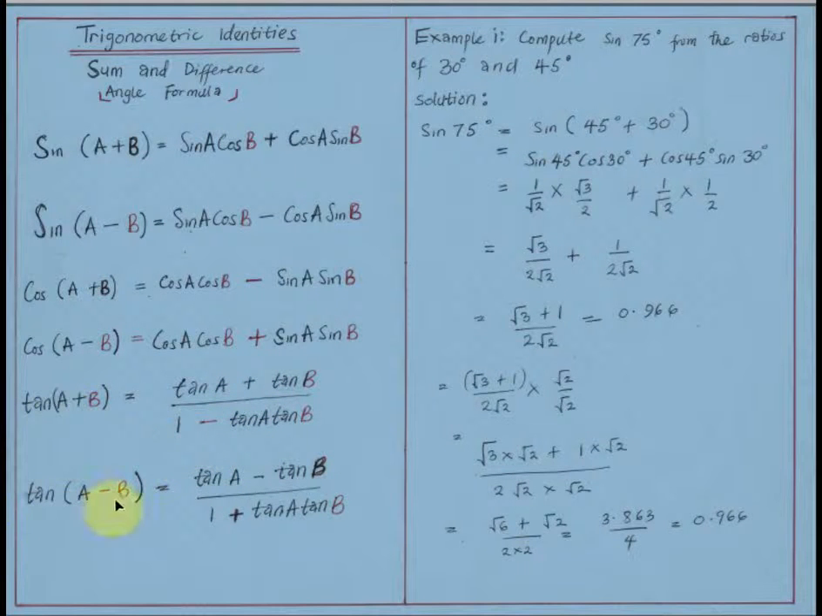Now tan A minus B is equal to tan of the first angle A minus tan of the angle being subtracted B over 1 plus tan A tan B. So this is how you work with the tangent angle formula.